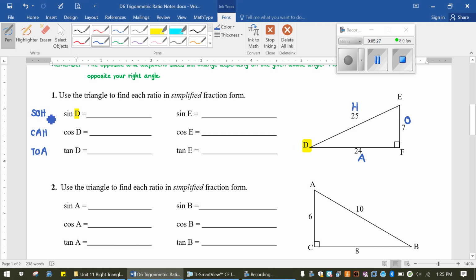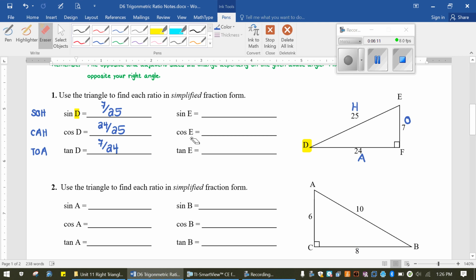So sine: opposite 7 over hypotenuse 25. Cosine: adjacent 24 over hypotenuse 25. And then tangent: opposite is 7 over, sorry, adjacent 24. So tangent is opposite over adjacent. If it was possible for you to reduce any of these fractions to be more simplified, we would do that, but that doesn't happen here in number 1. It will happen in number 2.